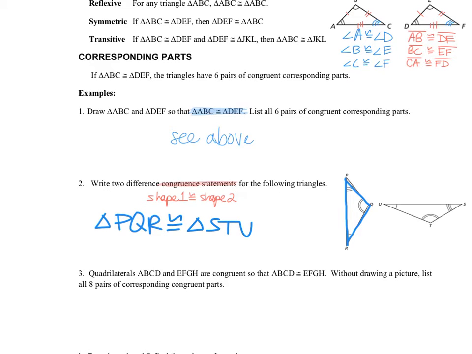You don't have to do that order, though. Let's get one other name. If we do RPQ, we'll make it even more obnoxious. RPQ. Then you have to switch the order of the second one. If you do that, then what order do you have to use for the other triangle? UST. So if you switch the order of one, you have to switch the order of the other. That's what I need you to know. The corresponding angles have to go together.